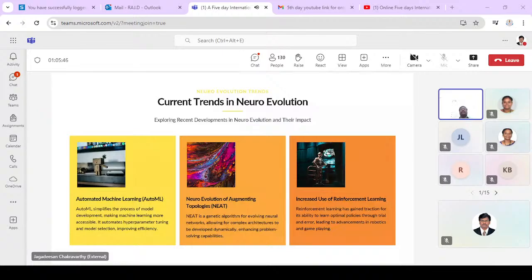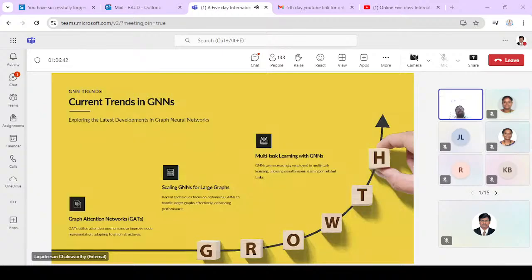Neuroevolution of augmenting topologies, NEAT. This is very updated and very important nowadays. NEAT is a genetic algorithm for evolving neural networks, allowing complex architectures to be developed dynamically, enhancing problem-solving capabilities. And thirdly, increased use of reinforcement learning. Reinforcement learning has gained traction for its ability to learn optimal policies through trial and error, leading to advancements in robotics. It is very useful in advancement in robotics, and especially for people who like games, you can go for game playing with it. These are the current trends in neuroevolution.